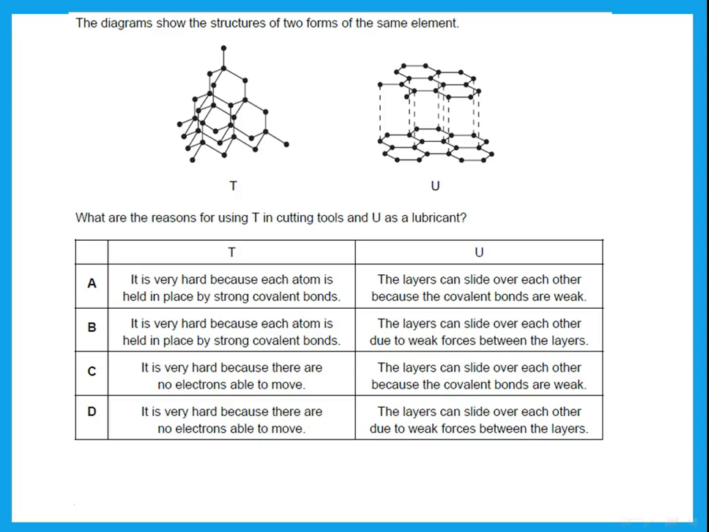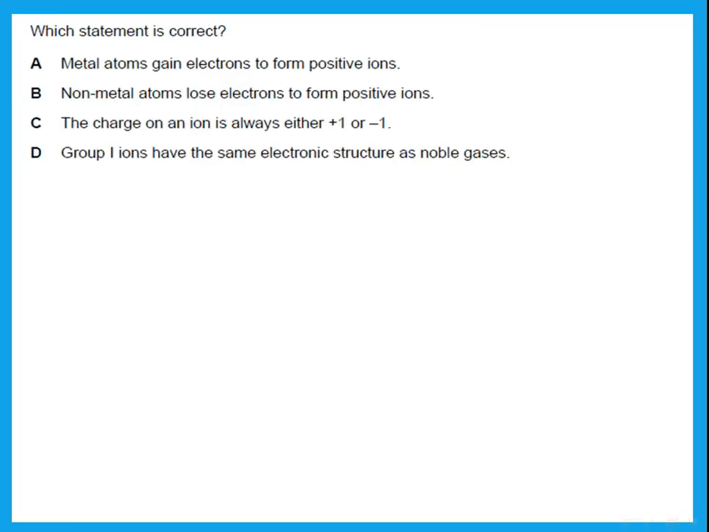Now, the layers in U can slide over each other because the covalent bonds are weak or because of the weak forces between the layers. So remember that the layers can slide over each other due to the weak forces between the layers. So the answer is B. Okay, which statement is correct? Metal atoms gain electrons to form positive ions. Metal atoms what do? No, metal atoms lose electrons to form positive ions, so this is not correct.